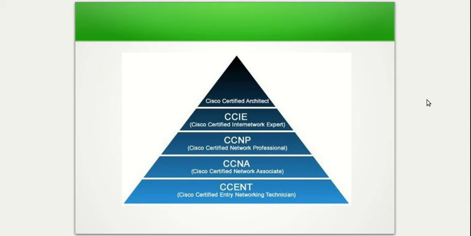So the different levels are CCENT, CCNA, CCNP, CCIE. The way it works is that more people are CCENT qualified than CCIE qualified. So a lot of people stop at CCNA. And depending on what kind of job you have and how far you want to go in terms of networking, that's the amount of knowledge that you really need to have.